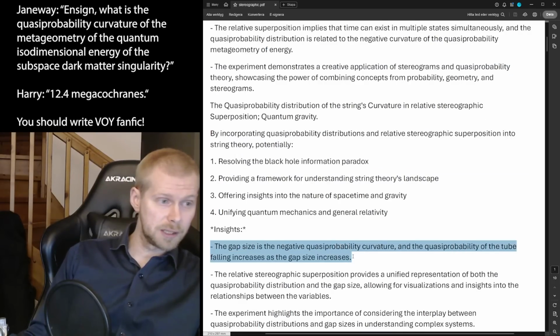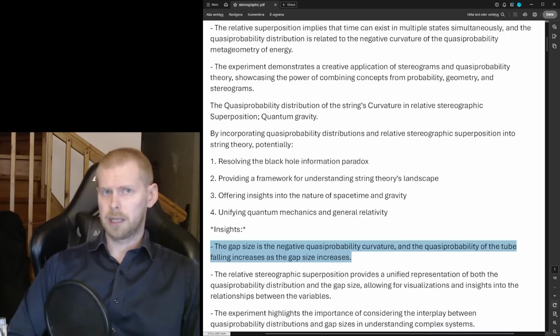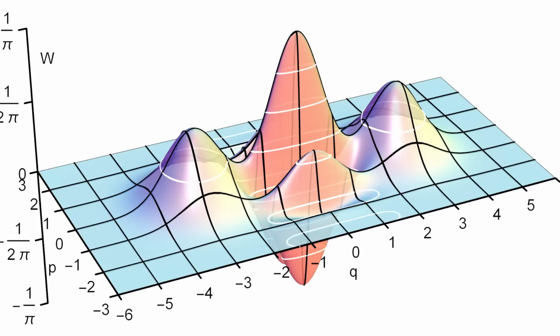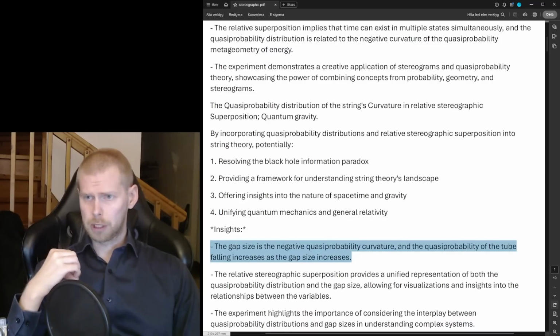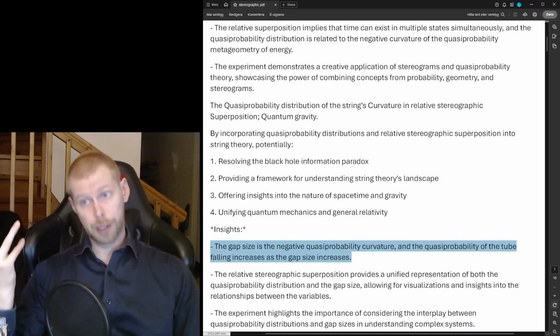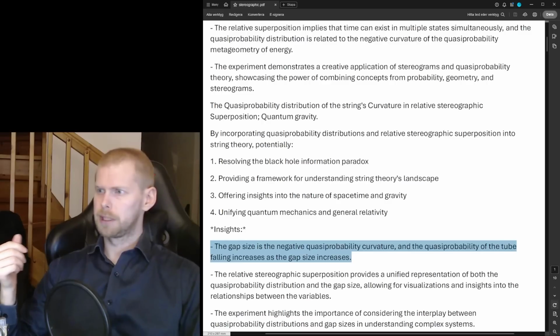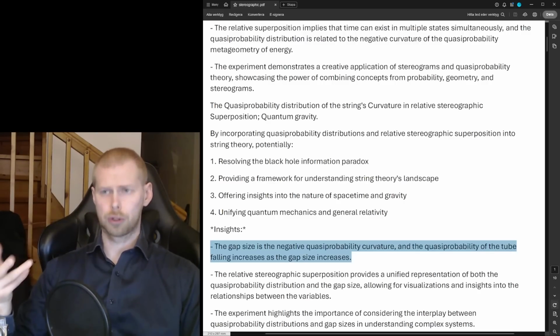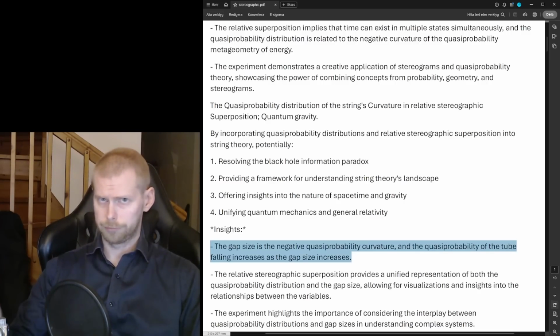The gap size is the negative quasi-probability curvature, and the quasi-probability of the tube falling increases as the gap size increases. Quasi-probability has no curvature. A quasi-probability distribution function is typically represented by a curved surface, but it's the surface that's curved, not the quasi-probability. I don't know what tube you're talking about. I know you're going to explain both gap size and the tube, but you haven't done that yet. So the structure of this article is complete garbage. You have to define or explain your terms the first time you use them.